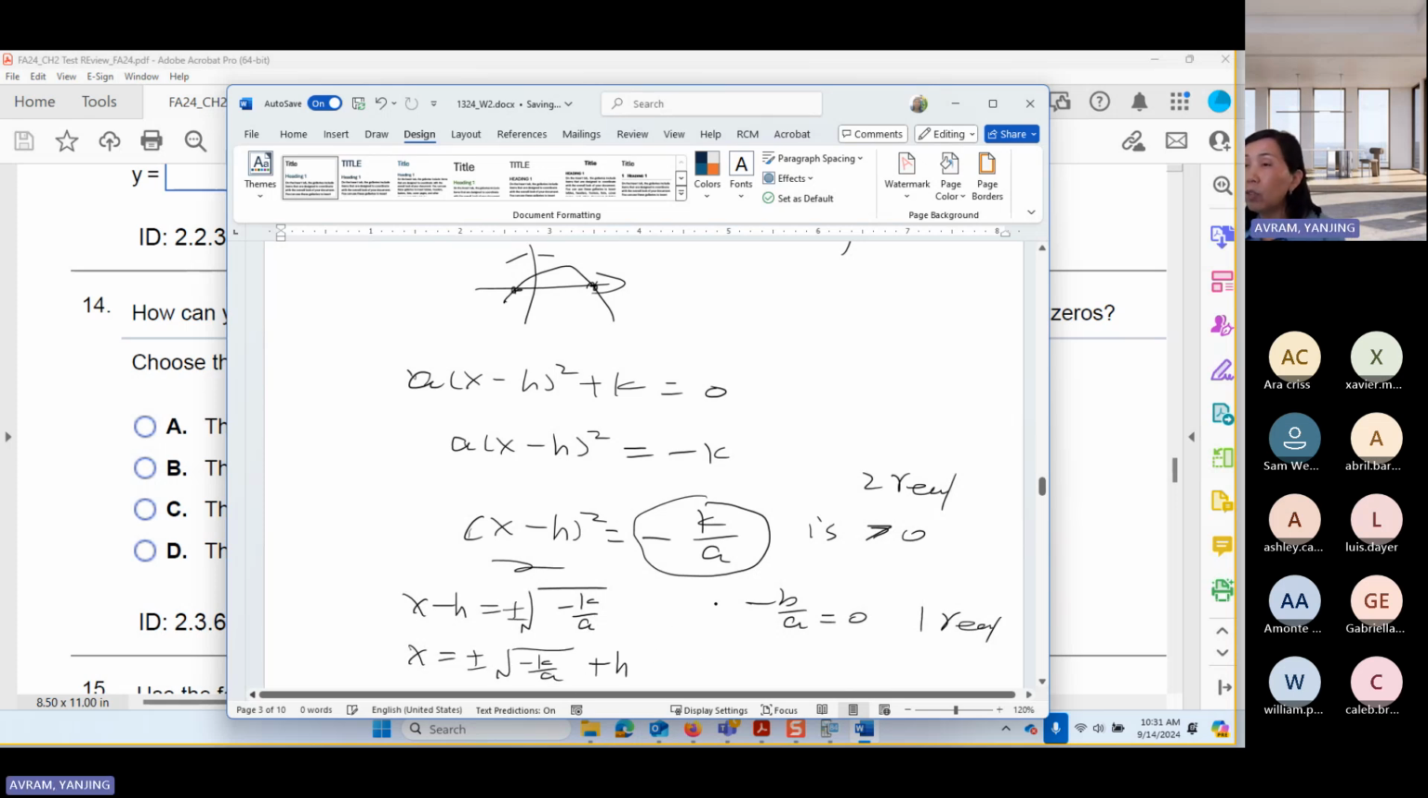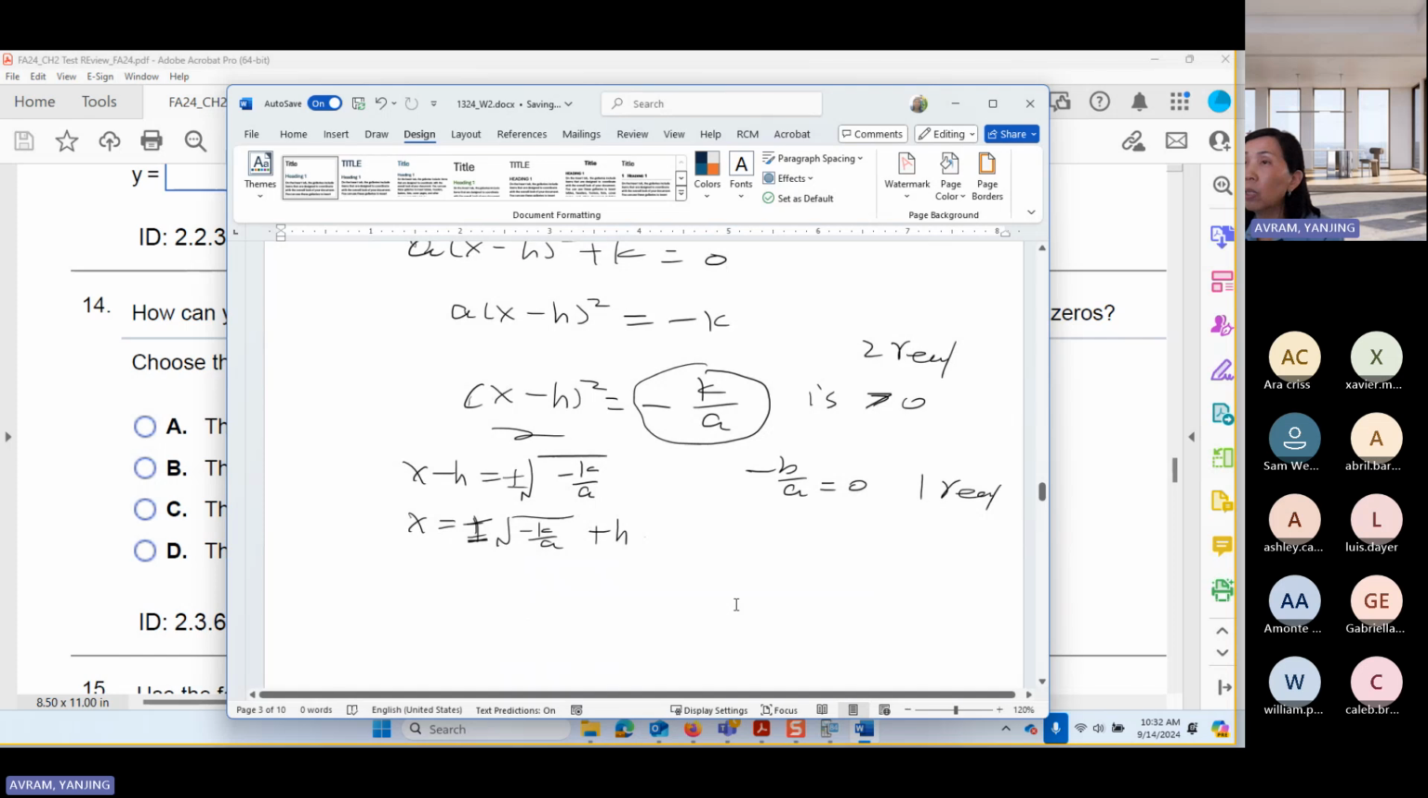Okay, so let's become this one right here. It doesn't matter whether h is 0 or not. As long as this one has two solutions, I will still have two real solutions. Okay, so this one is a tricky question. But I want to make sure my negative k over a is greater than 0. Okay, so in order for this to be greater than 0, let's see what do we have.